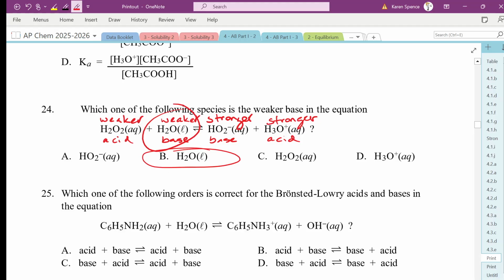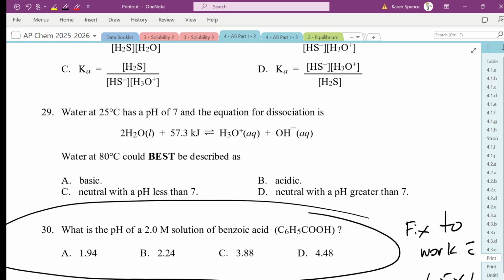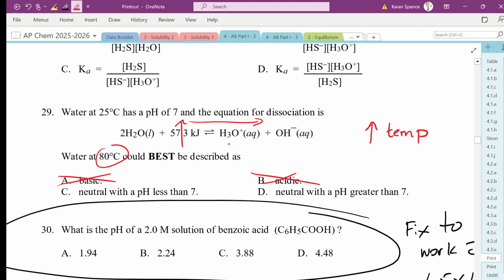Jade. 29? Yes. Water, at 25 degrees, has a pH of 7. And here is the equation for the dissociation. So at 80 degrees, we have increased the temperature. So that means the system's going to shift to the right. But it's still water, so it cannot be basic and it cannot be acidic, because these two are still going to be equal to each other, because plus X and plus X, right? They're going to go up by the same amount, so they're going to be equal. And if they're equal, it's neutral, not acidic or basic. So it's either going to be C or D. And these went up, so the concentration of H went up, therefore the pH went down. So that would be C.